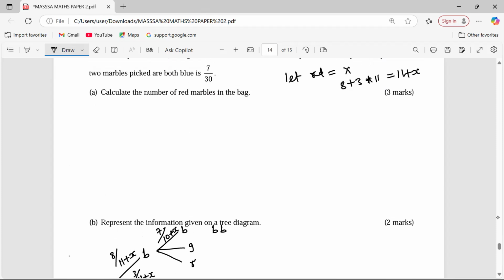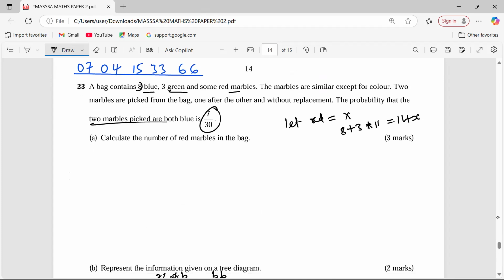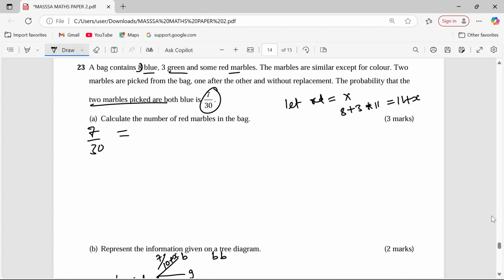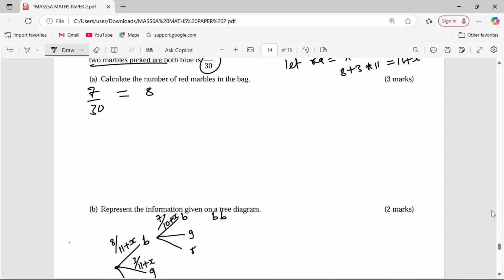We are told in the information here that the probability of picking 2 blue is 7 over 30. So this probability of 7 out of 30 will be given by probability blue followed by blue, which is 8 over 11 plus X multiplied by 7 over 10 plus X, that way. So with this interpretation, we can first find the value of X.